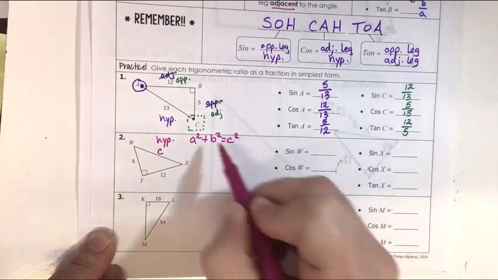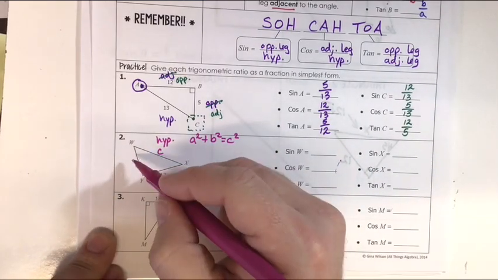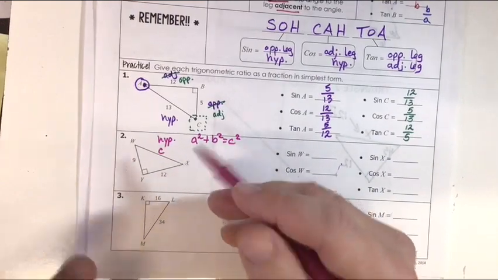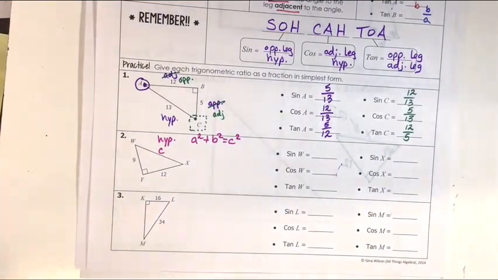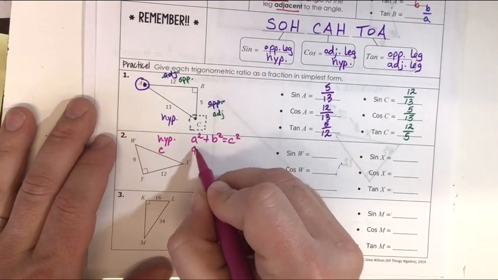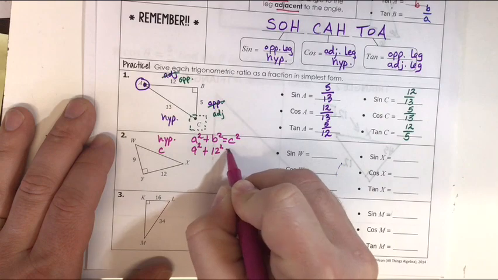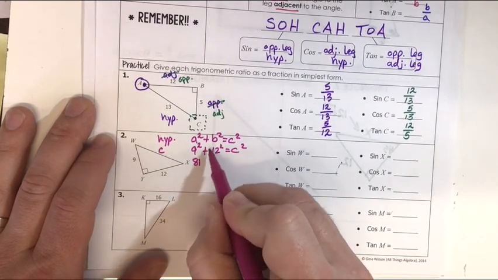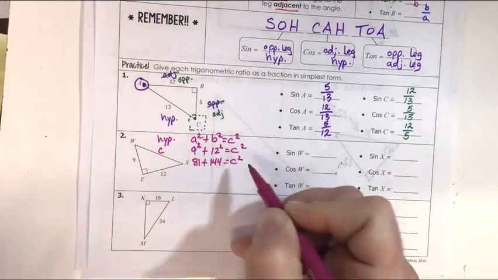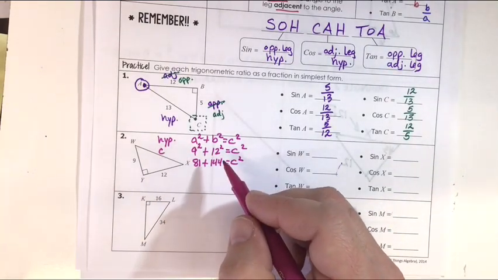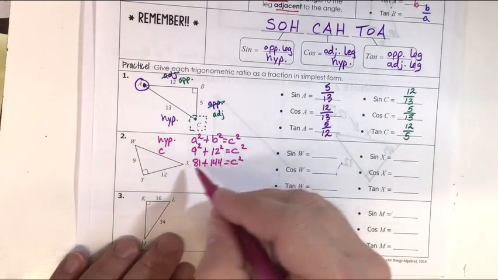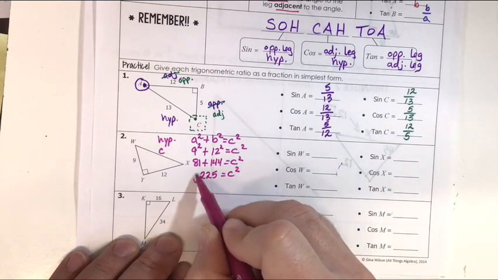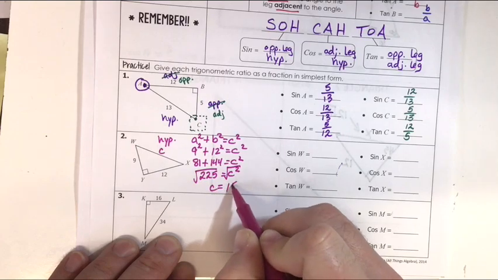So before I do any of this, I have to find the value of C. Now, the legs are 9 and 12. Those are A and B. I already have enough information to use all of those, but I need the hypotenuse to be able to find sine and cosine. So we're going to plug in 9 for A and 12 for B and find C. Remembering what we did back on day 1, 9 squared is 81, 12 squared is 144. And when I add those together, I get 225. And then taking the square root of both sides, we get that the hypotenuse is 15 exactly.